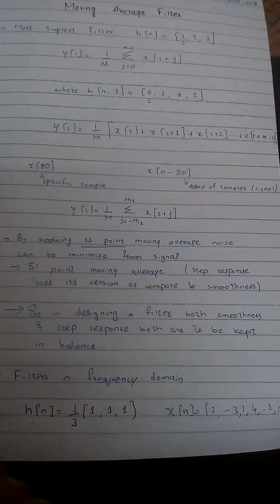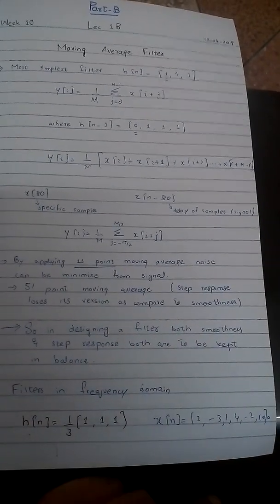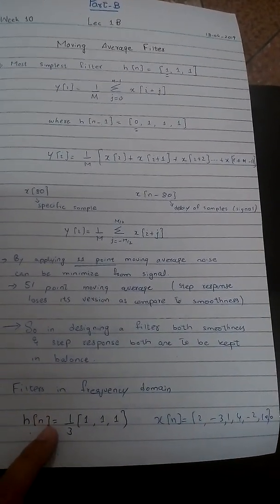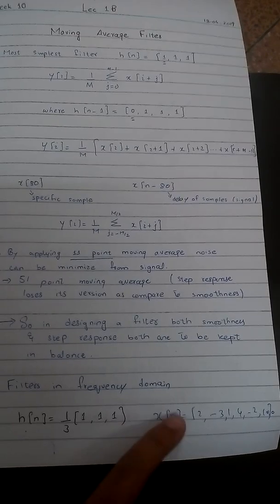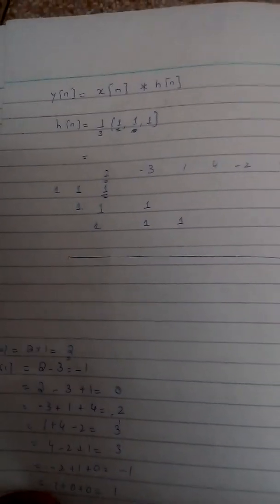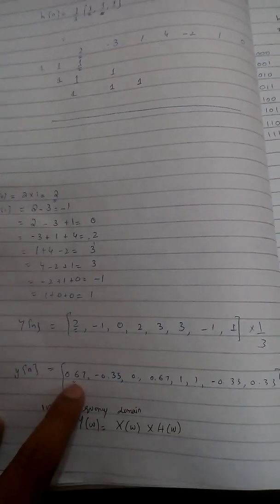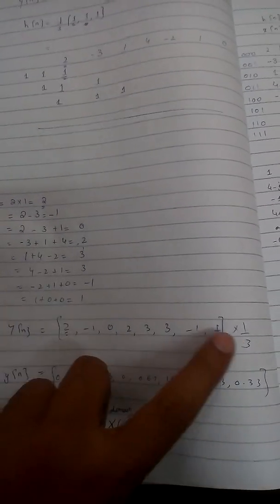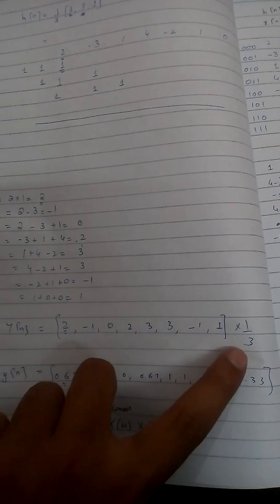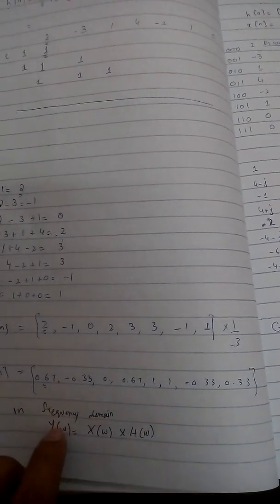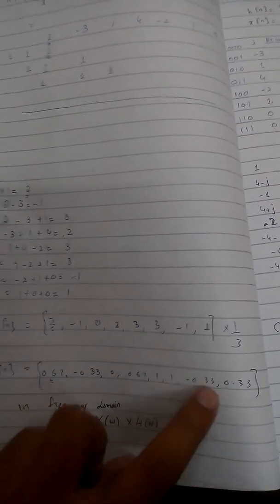And here are some filters in the frequency domain. This is a filter, and then we have to apply the input signal x of n on it, and after applying we will convolve it. After convolving we will get the following result. Then we divide by 3, and we get the following result, that is, these values.